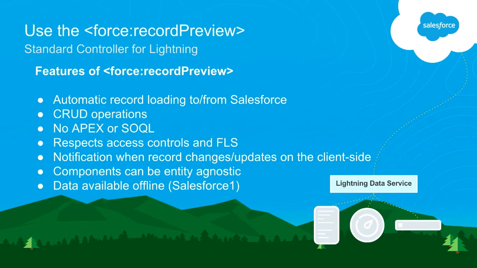How many of you have written code to respect field level security or access checks? Right? This is crazy. We should just do that for you. That's our pattern. So Lightning Data Service respects all of those access controls, so you don't have to. When data changes, your components are automatically notified, so you see those updates in real time, and you don't have to manage that eventing.